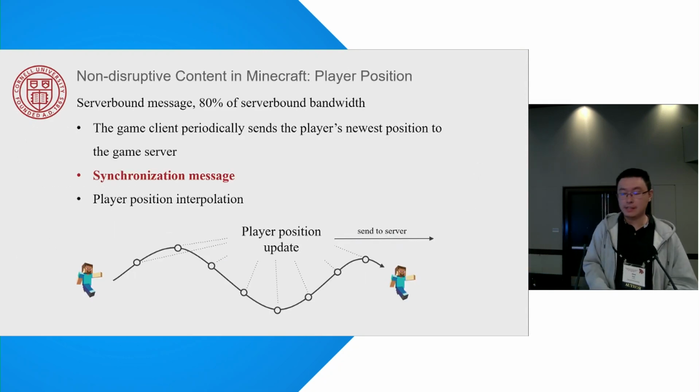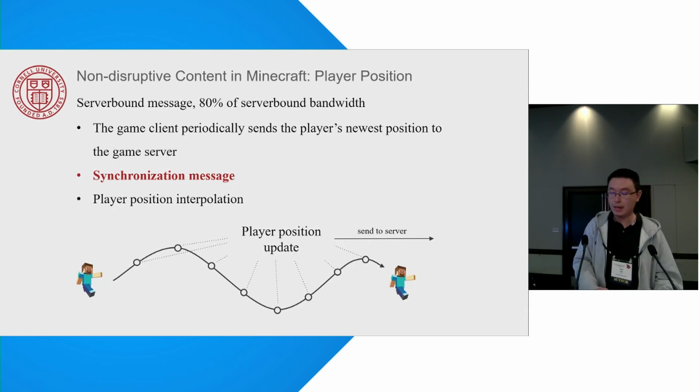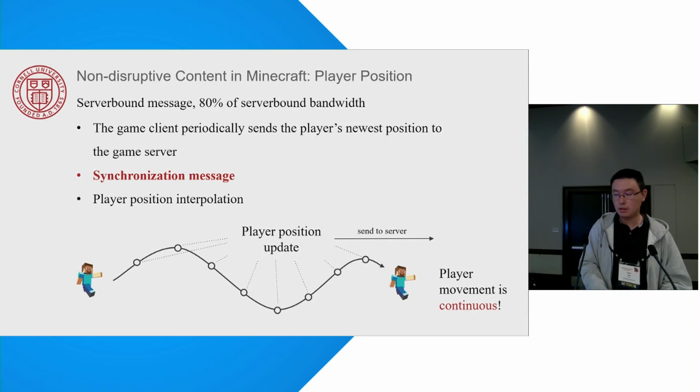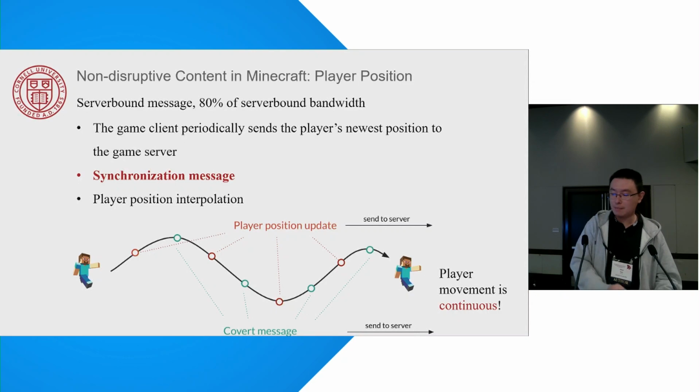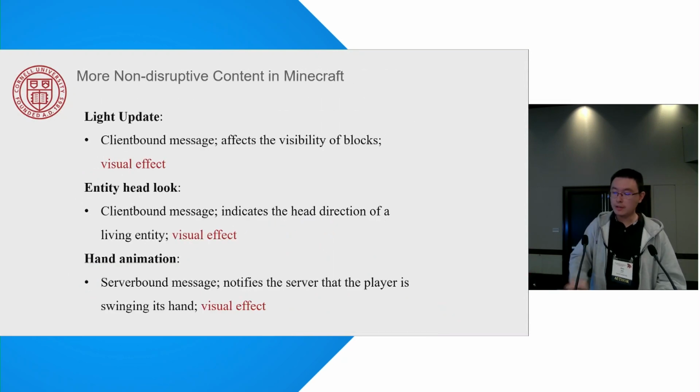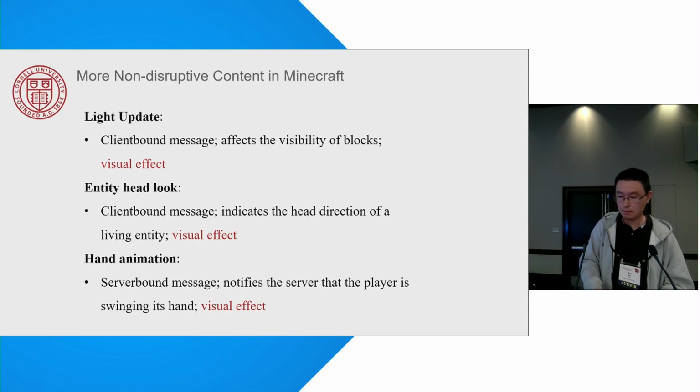An example of synchronization message is player position update, which consists of 80% of server-bound bandwidth. The game client periodically sends the player's newest position to the game server. Notice that player movement is continuous, so the player position can be estimated based on its recent positions. So we can interleave update messages and covert messages and use interpolation to make up the information lost to substitutions. More non-disruptive content include light update, entity head look, and hand animation.